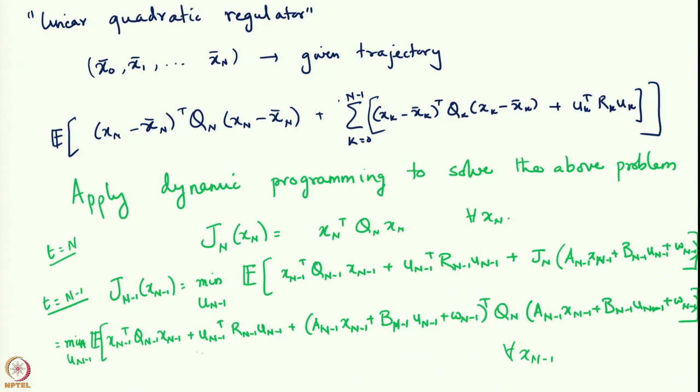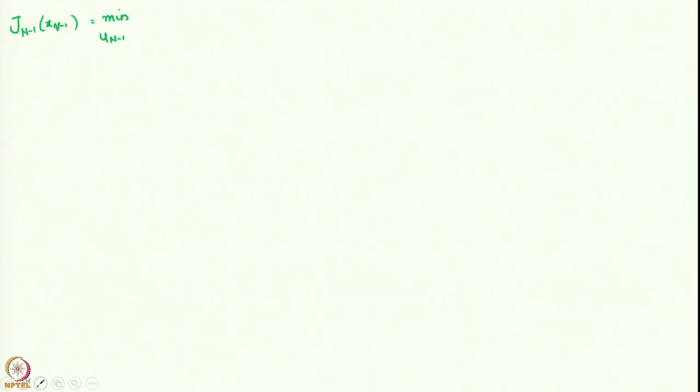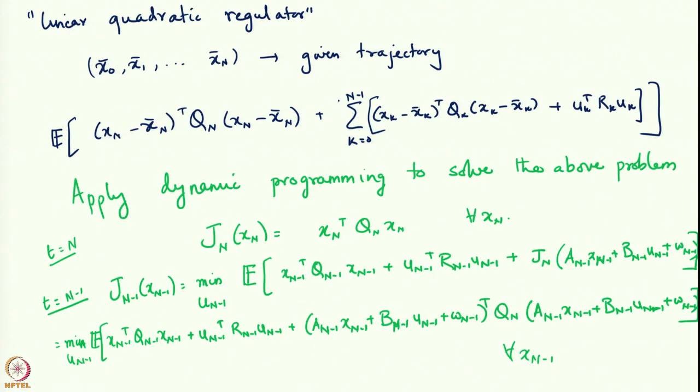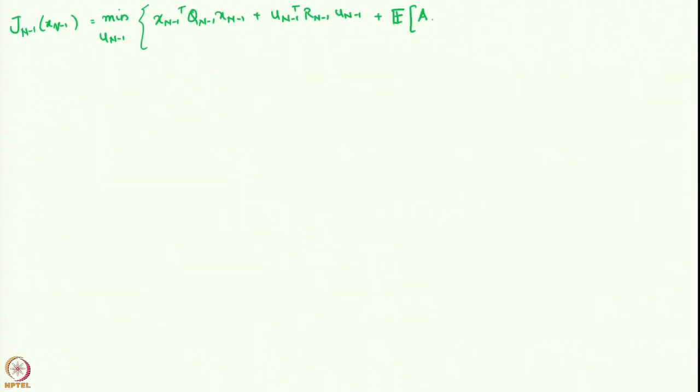I will pull the expectation inside over only the quadratic term here, and I am going to write out the remaining two terms as they are. So, this minimization now is going to be x_{n-1} transpose Q_{n-1} x_{n-1} plus u_{n-1} transpose R_{n-1} u_{n-1} plus the expectation of this term. So, this term is A_{n-1} x_{n-1} plus B_{n-1} u_{n-1} plus w_{n-1}.